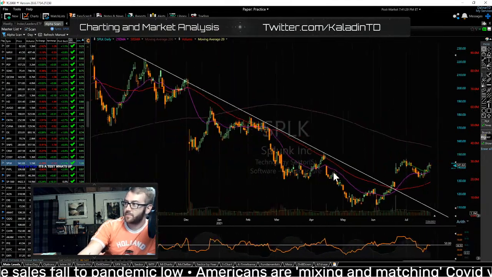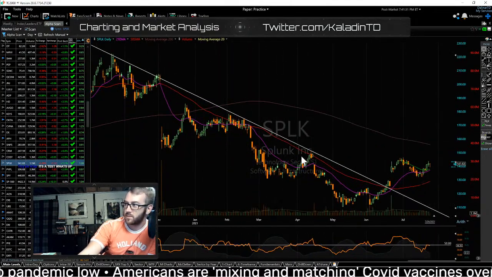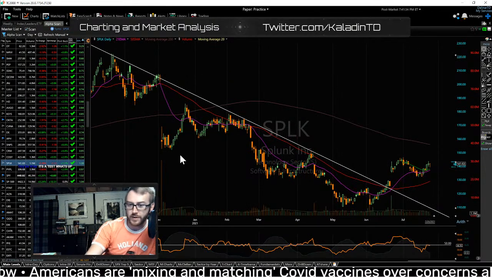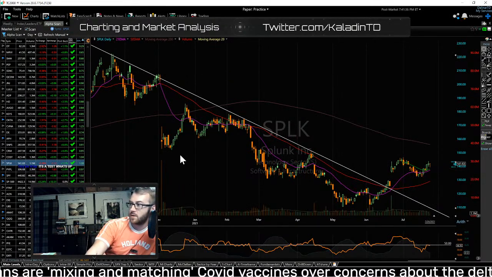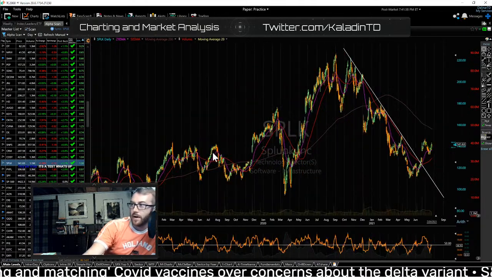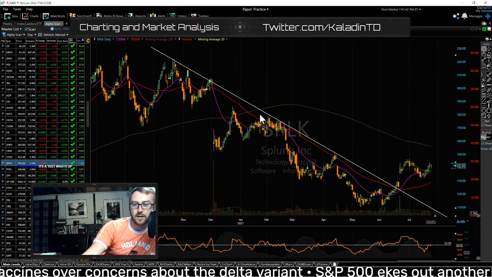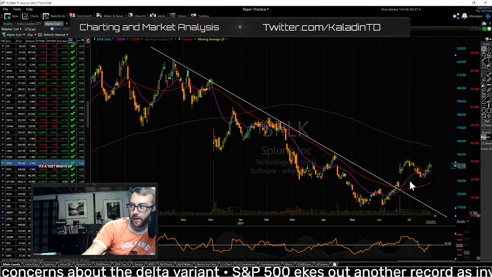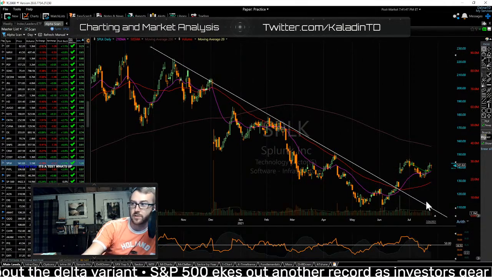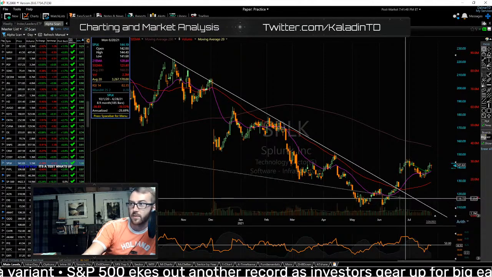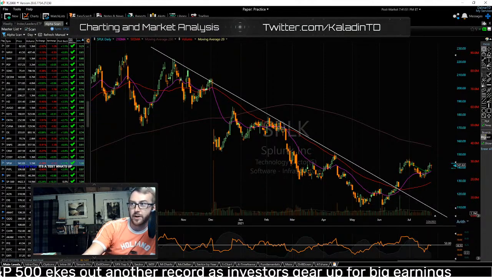Still under the 200. I don't like to go long on those names. I don't really like to pick bottoms, but if I were, this would be an indication of a potential break of that bottom. It's a break of a major trend line that it's been in for about a year.